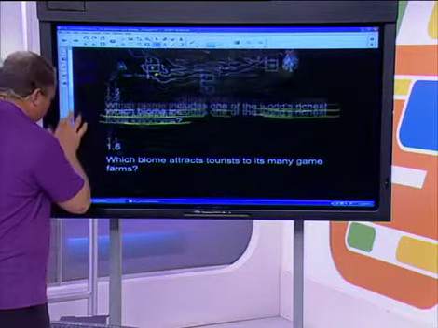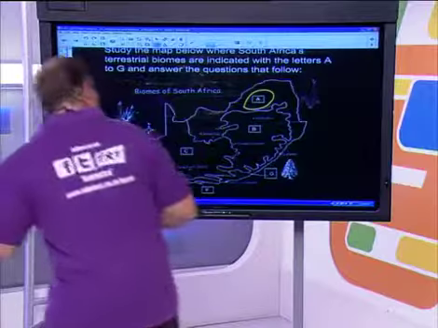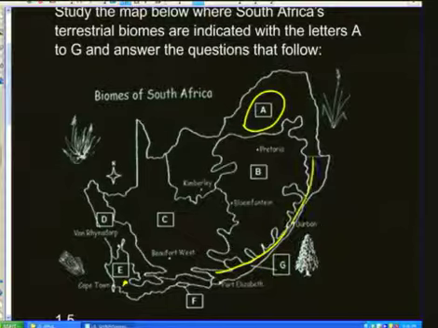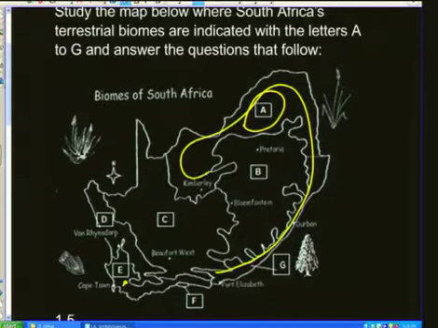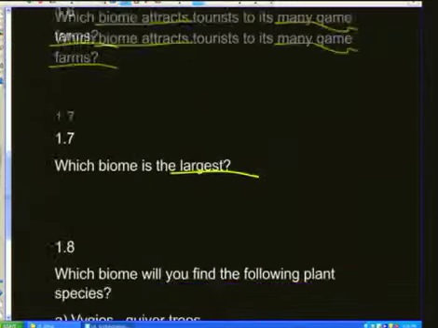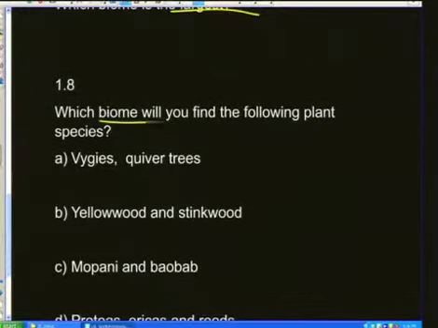Which biome is the largest? Is the largest? Oh, come on, look here. Savannah. Look from here all the way around, all the way down. Which is the biggest? Savannah. The savannah. Very nice. Okay, so the savannah is the biggest. That's nice. And now, which biome will you find the following species?